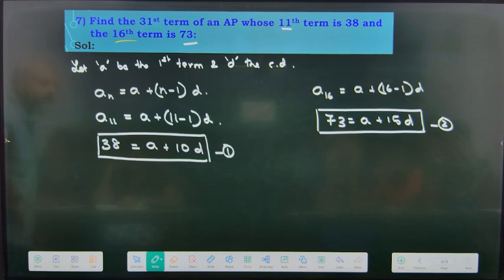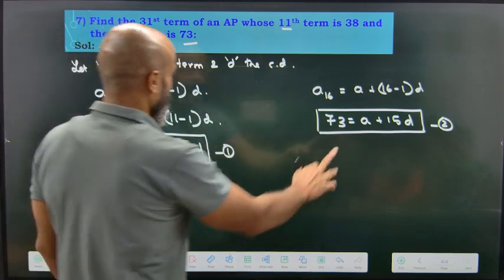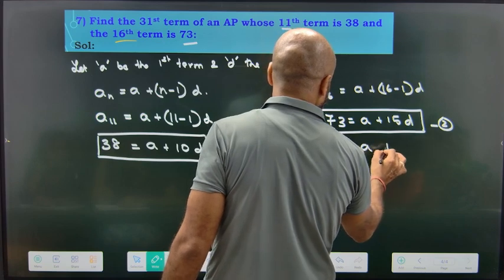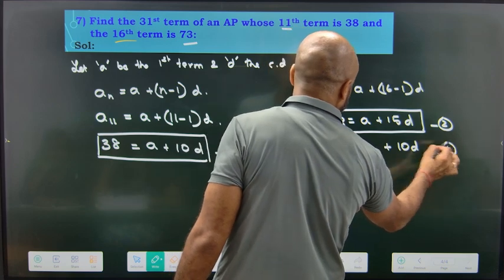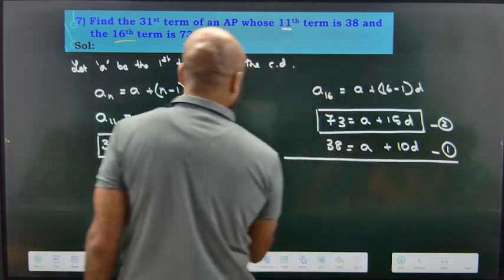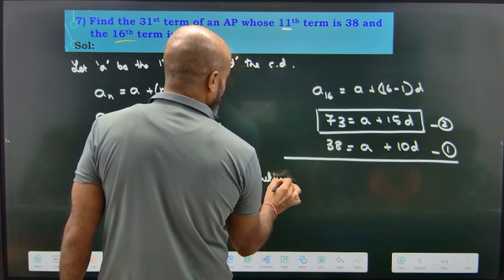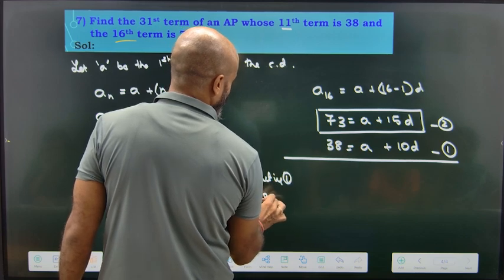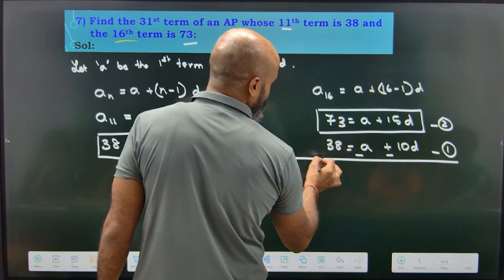A plus 30d. How much do you have here? 15d. Okay, so we have to find out a and d. So let's say we put this as a plus 10d and this is 38. This is equation number 1 and we are subtracting equation 1 from 2.